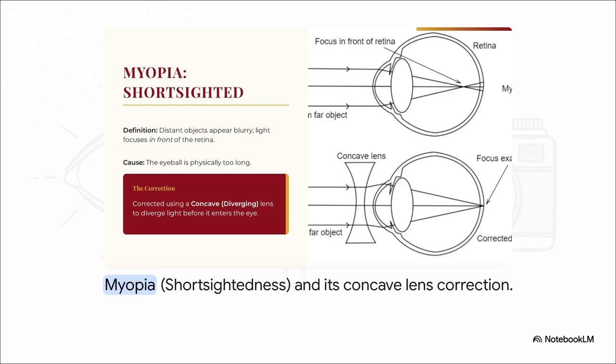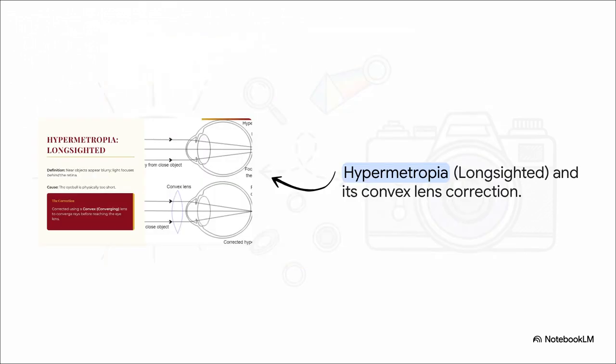This spreads the light out just a tiny bit before it enters, pushing that focal point perfectly back onto the retina where it belongs. Now, contrast that immediately with hypermetropia, which is long-sightedness. Here, objects up close are blurry. The cause is the exact opposite of myopia. The eyeball is physically too short, so the optical system is trying to project the focused image behind the retina, basically right through the back of your head.